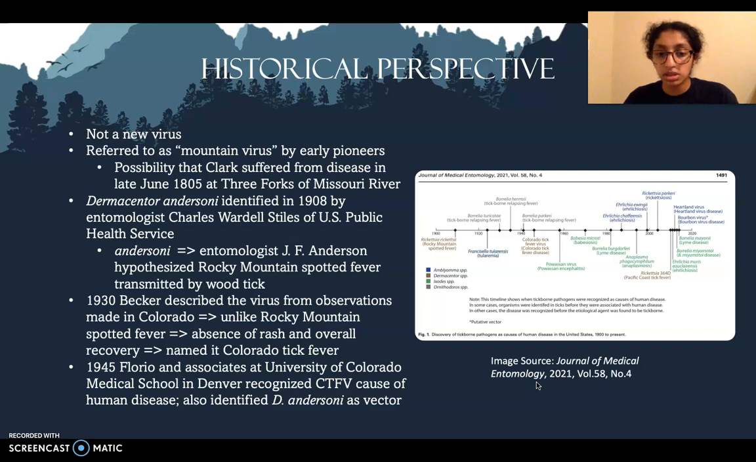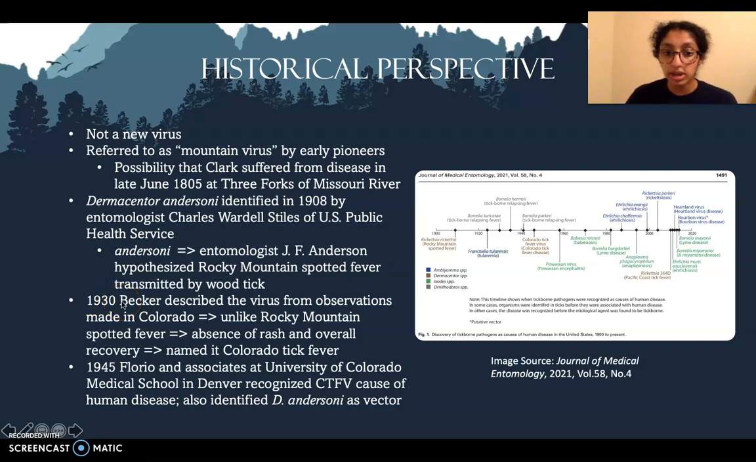Sometimes people can confuse Rocky Mountain spotted fever with Colorado tick fever. Rocky Mountain spotted fever is bacterial. It's caused by a bacteria known as Rickettsia rickettsii, and Colorado tick fever is caused by a virus, Colorado tick fever virus, and that's what we're talking about.